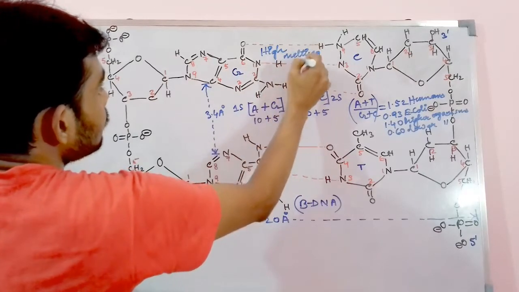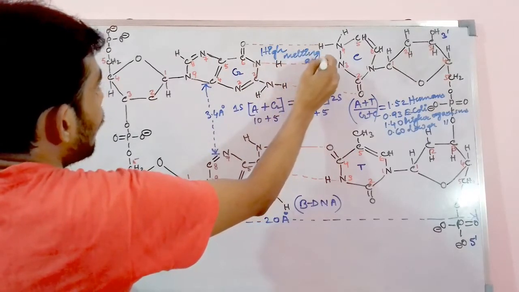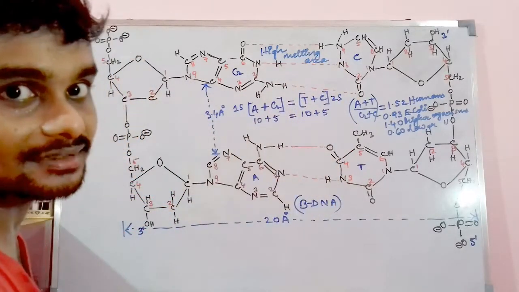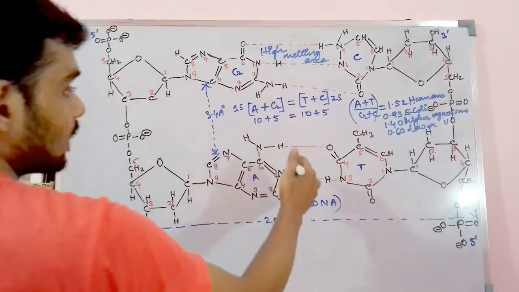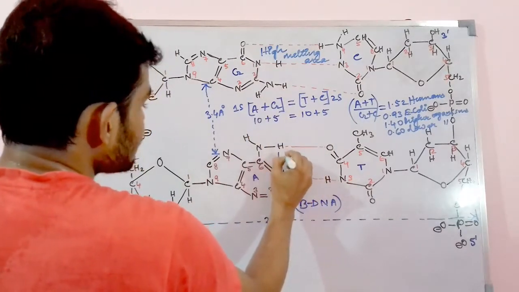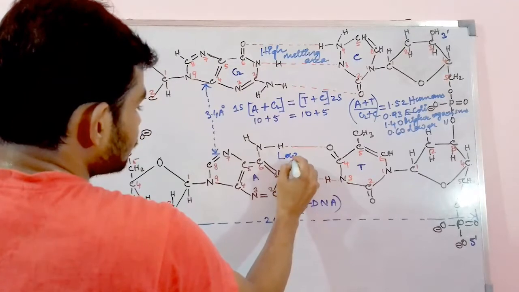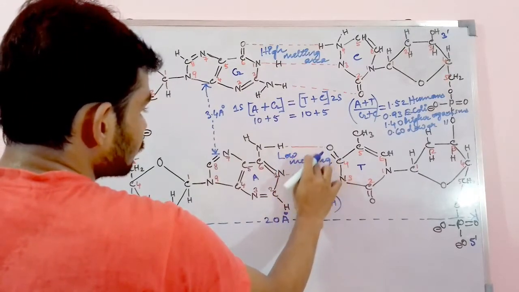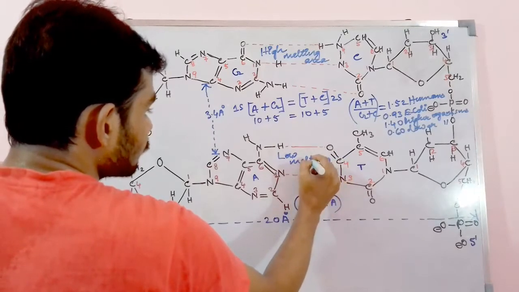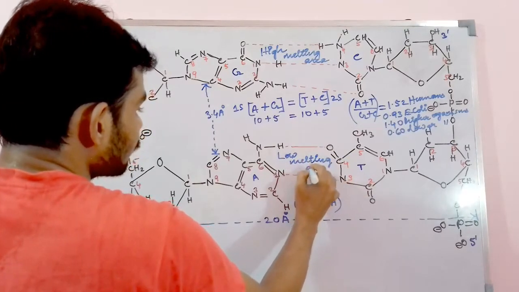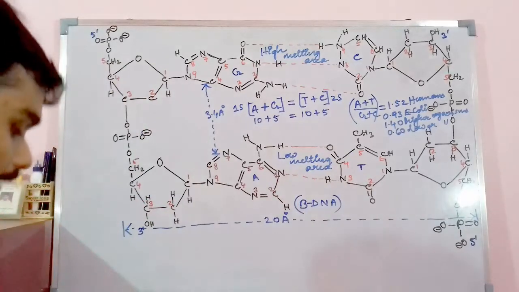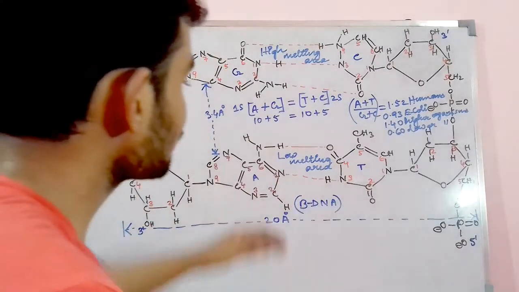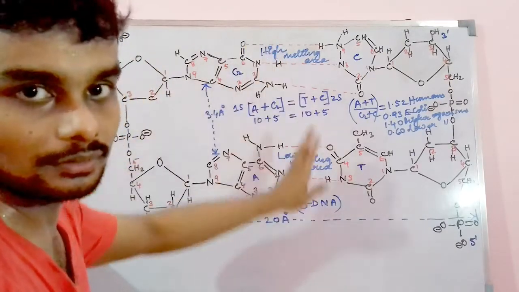area. High melting area, and these two hydrogen bonds require less heat for breaking, or less temperature for breaking the del G value. This is known as low melting area. Okay. Now, another fact is, what is this breaking of the bond?